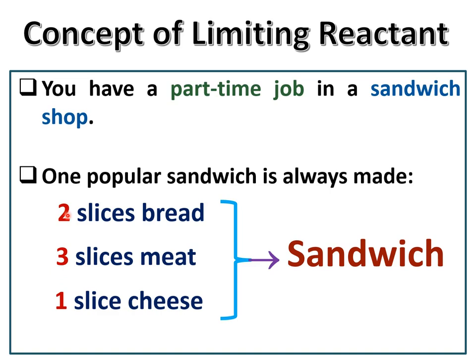The popular sandwich should contain these ingredients. If you miss anything from the ingredients, you cannot make a sandwich. Two slices of bread, three slices of meat, one slice of cheese. If I give you two slices of bread, two slices of meat, one slice is missing here. You cannot play around and say, okay, they will not observe. They should observe. You cannot violate. You don't have the option to violate. So if you miss anything from the ingredients, this means that you cannot make a sandwich. Okay, are we all agreeing about this?